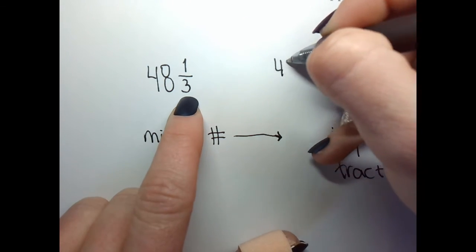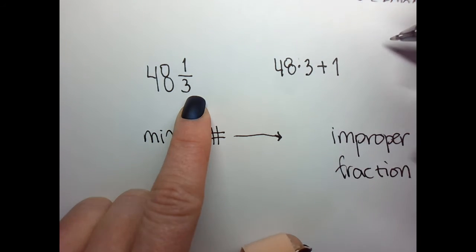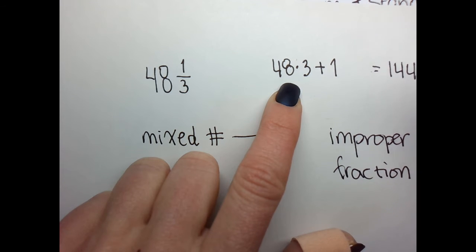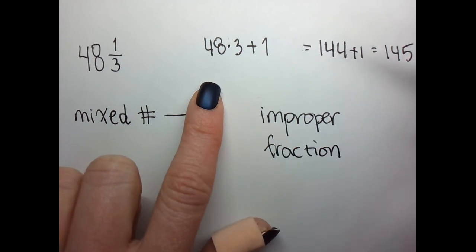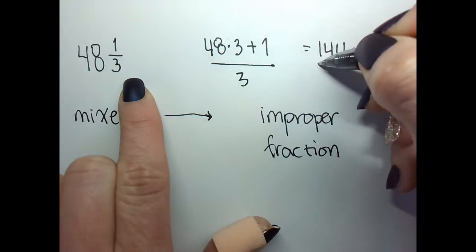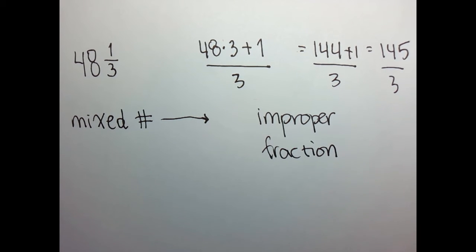Right. You did 48 times the denominator 3. Add it to that numerator. So that will be 144 plus 1. 145, and then what do we do with that? Oh, I'm off the screen. And say that the last part again? Yeah, we keep it over that 3. Right? Everybody remembers how to do that?